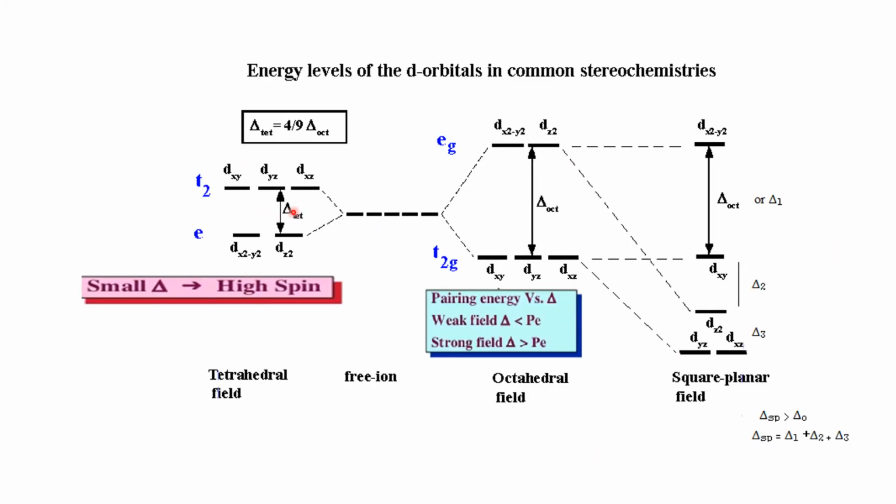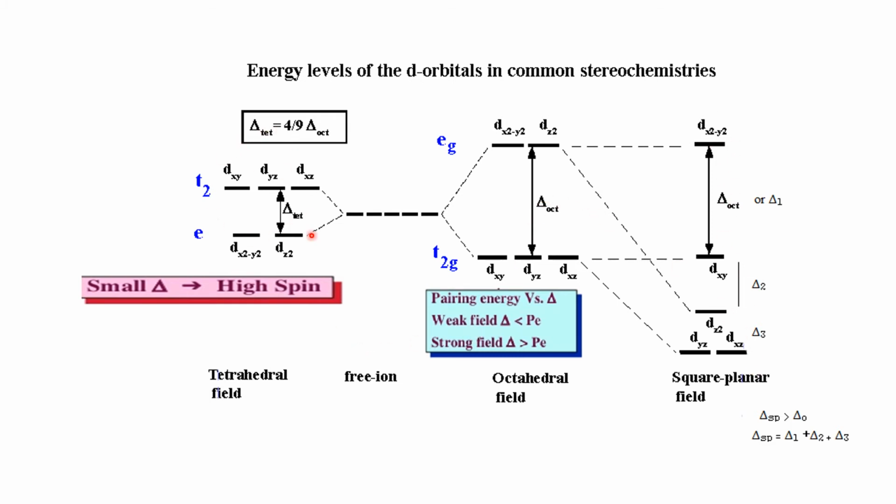This is the tetrahedral complex, t2 above and e below. This is the octahedral complex, eg above and t2g below. And this is the square planar complex. If you see this splitting, tetrahedral delta is 4 by 9 times that of octahedral, but square planar is 1.74 times. See, here the entire splitting of square planar is greater than octahedral.